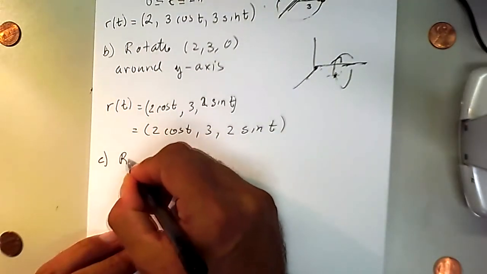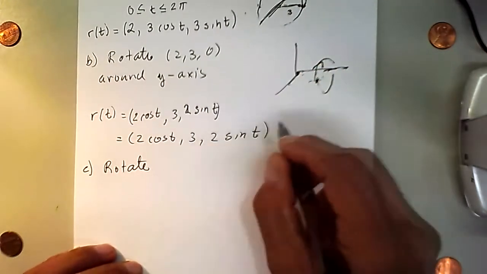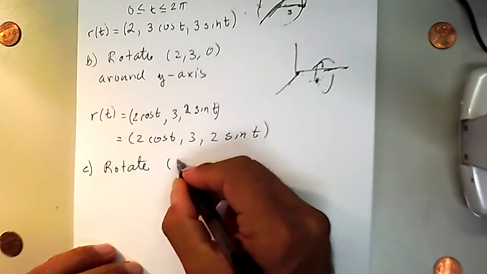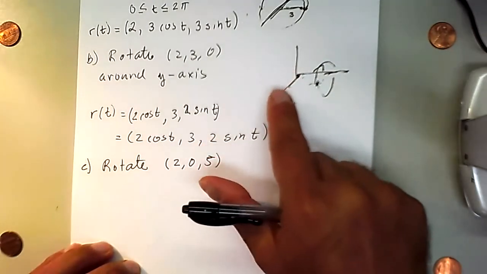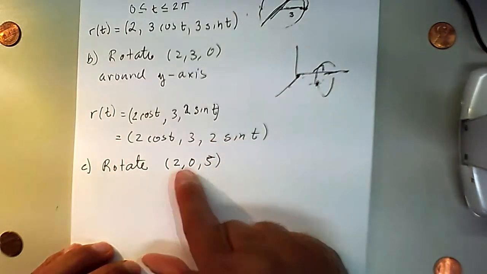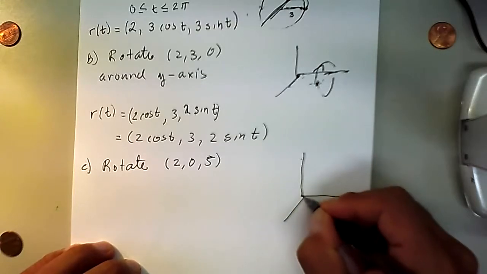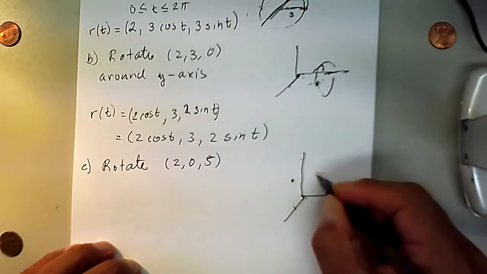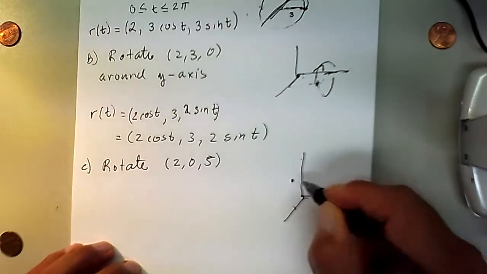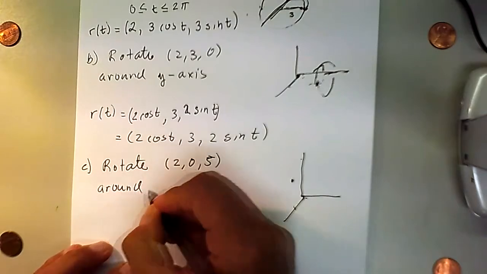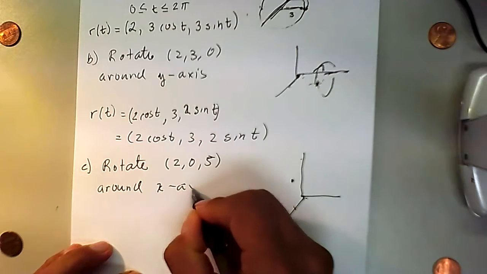C, we want to rotate. Now let's find a new point. 2, 0, 5. So this point is on the xz plane. So there, and we want to rotate it. Let's start by rotating it around the x-axis. You can rotate around anything you want, but we're choosing the x-axis.